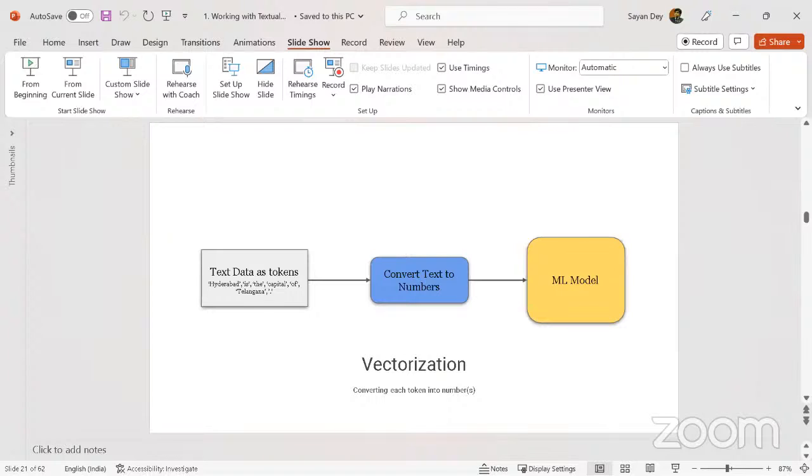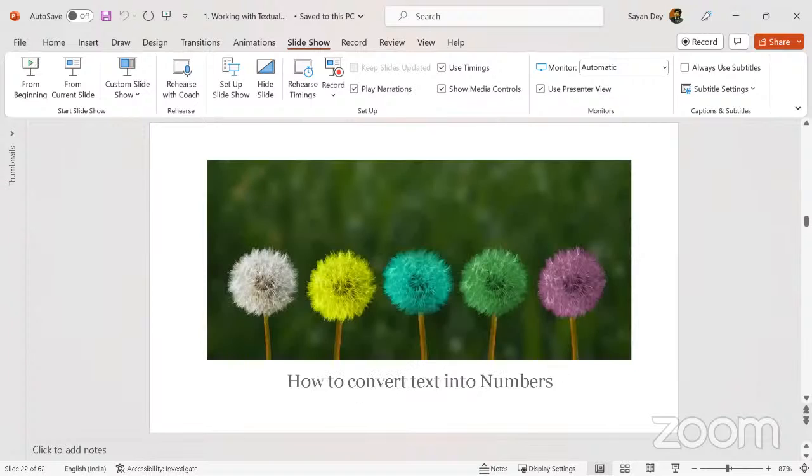Do we directly do that? No. We have to somehow figure out a way to convert that text into a numeric form, and then we feed it to the ML model. So this is a two-part process. Now the next part will be how we do this conversion.